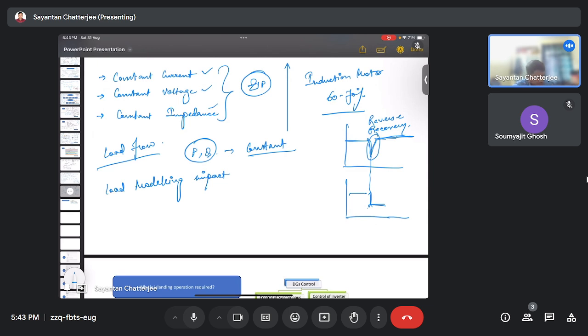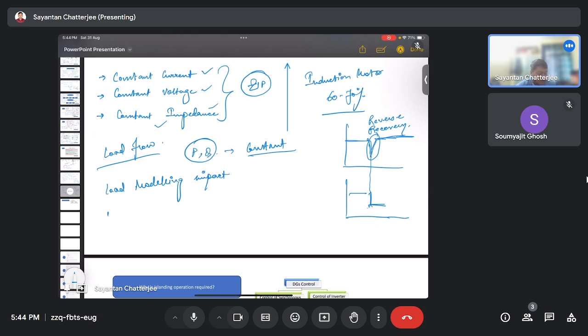So for examples, for the constant current load we can see temperature transducers. For the constant voltage type loads we have speed drives, that is the induction motor that I've discussed. And for the constant impedance load we have the incandescent bulbs.